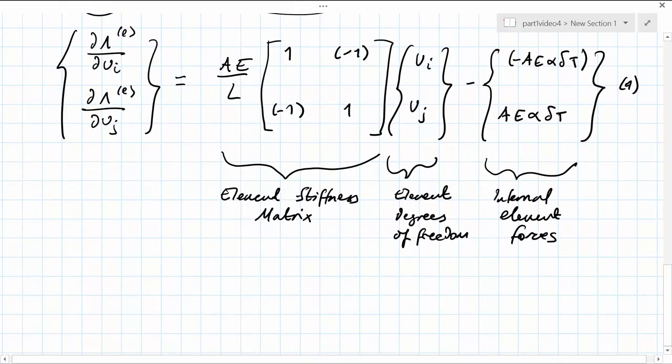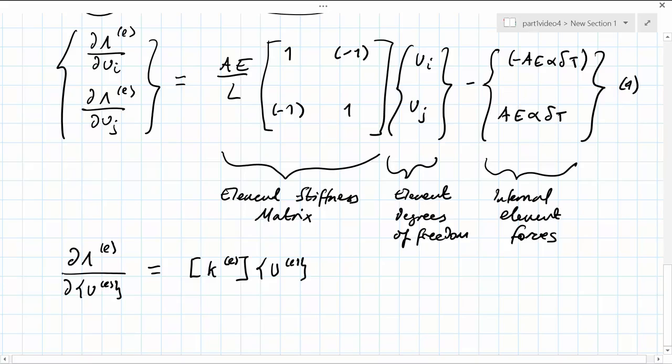We can then rewrite this in more compact form by saying that the derivative of the elastic strain energy for element E with respect to all of the displacements associated with element E is given by the element stiffness matrix multiplied by the element degrees of freedom, which is a vector, from which we subtract the internal element forces.